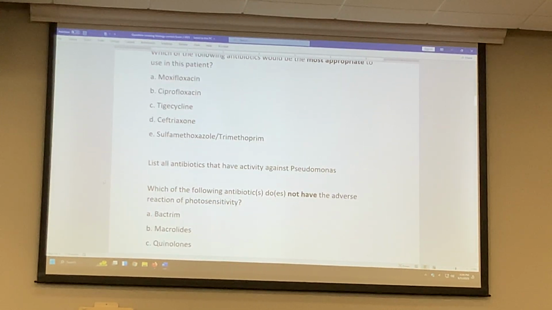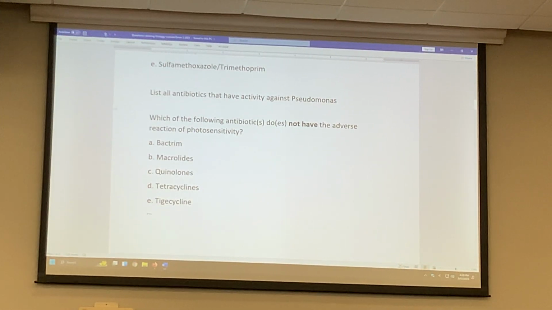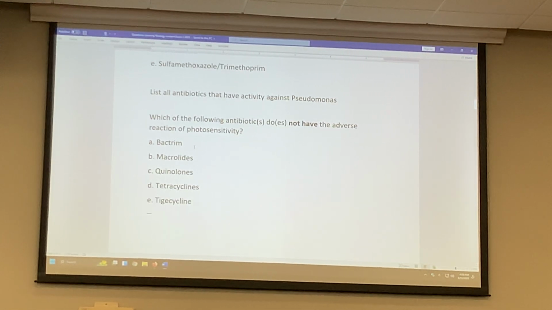Okay, which of the following antibiotics does or does not have the adverse reaction of photosensitivity? Now again, guys, instead of copying everything or photographing, just think about it and remember the question, or you kind of listen and come up with a good idea. So what drugs come to mind that we remember with photosensitivity?